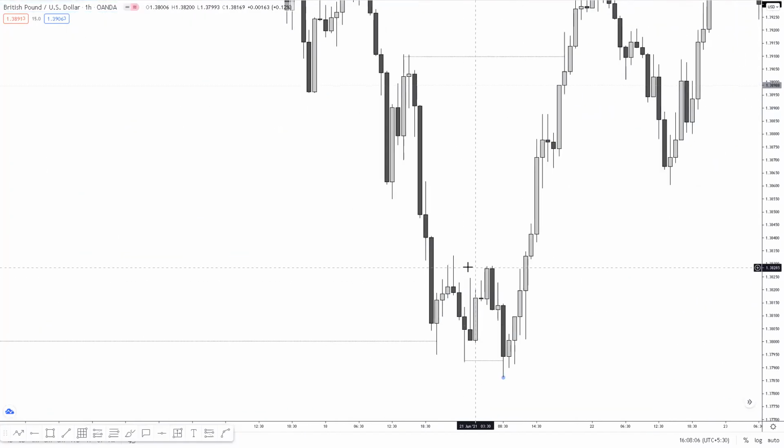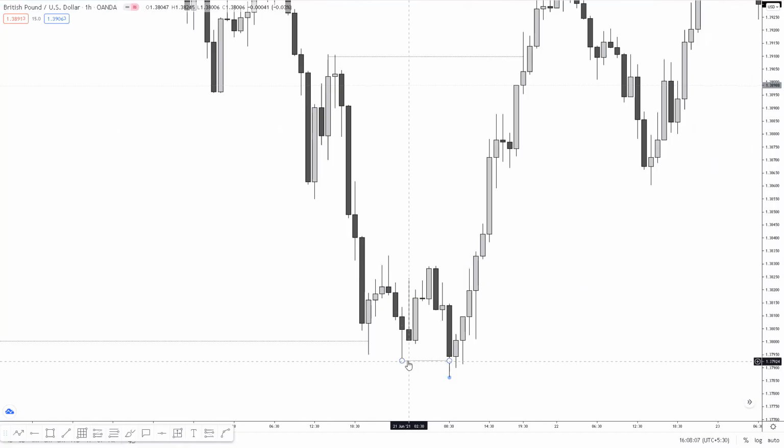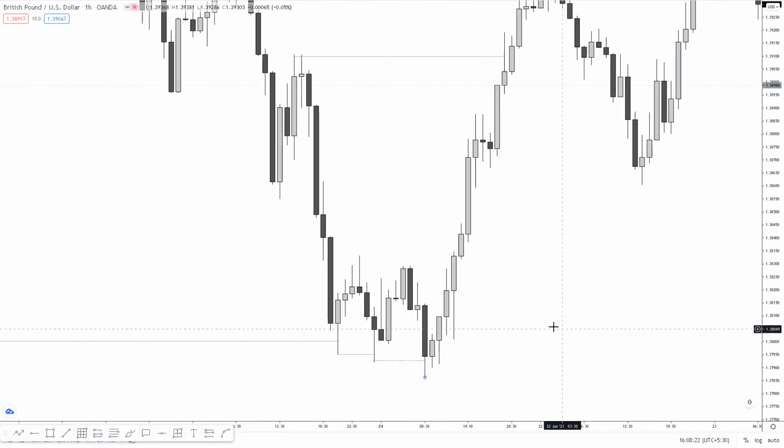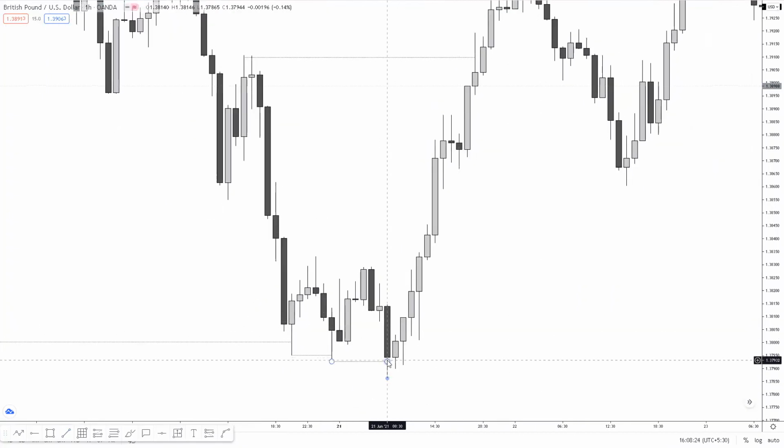But then price came back down, and then went back higher, taking out this low. It took out this low now, and what we should understand is that all of this is happening inside of a POI. And then price took out liquidity from this, and then broke structure.